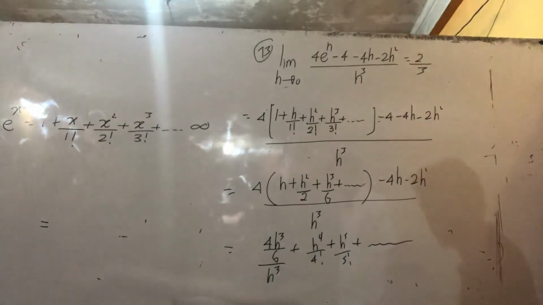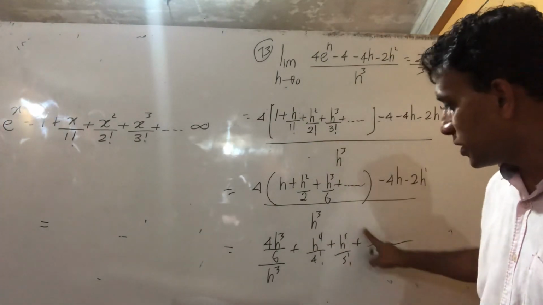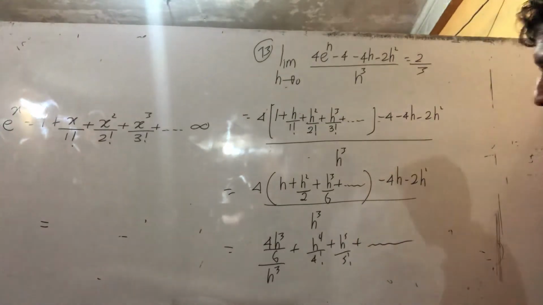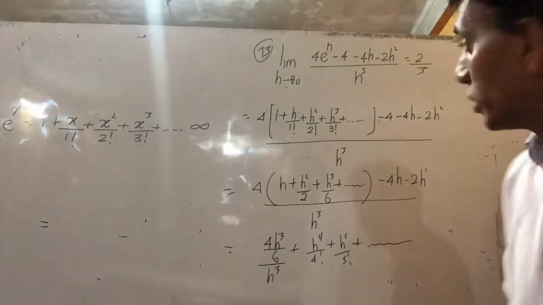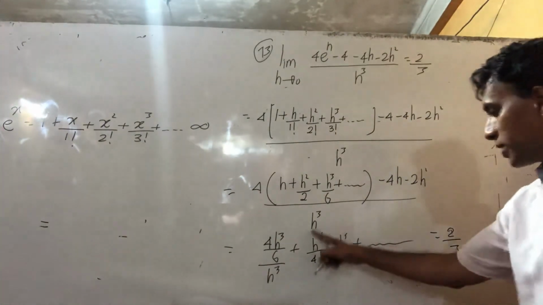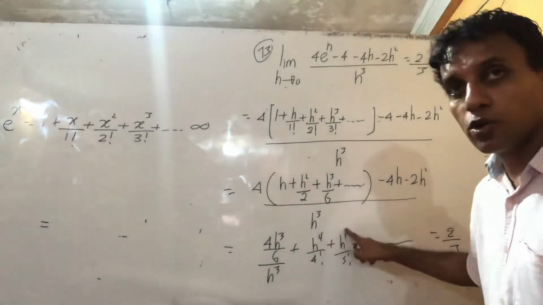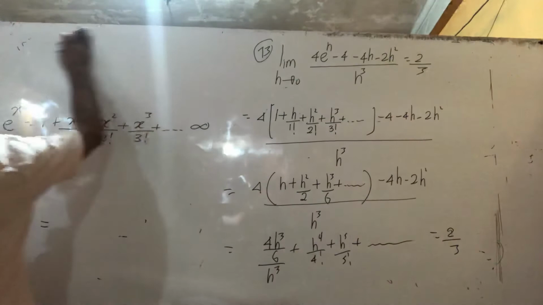Okay, it's continuous. Everything becomes infinity. As h tends to 0, this part is 0. All these parts are 0. H cube cancels. Answer is 4 over 6, that is 2/3, right? This part is 0, 0 over 4, 0 over 5, like that. That is 0, right? This is my question 73.